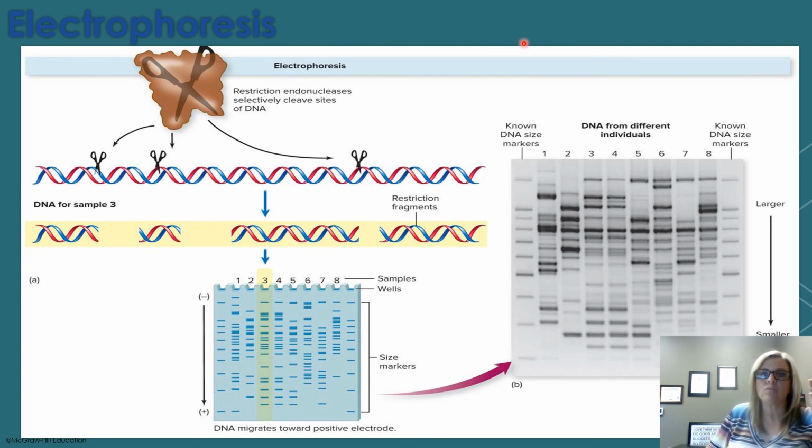The phosphate groups have negative charges, which cause the DNA to move towards the positive pole in the gel. A larger fragment is going to move more slowly. Smaller fragments are going to migrate more quickly. And so the position of the fragments is going to be determined by staining the gel. And that's going to give us a genetic fingerprint.